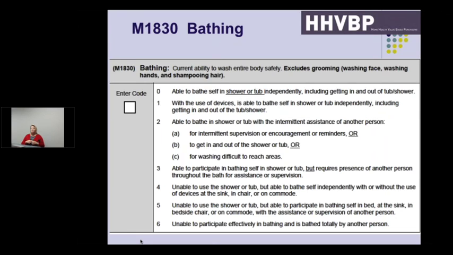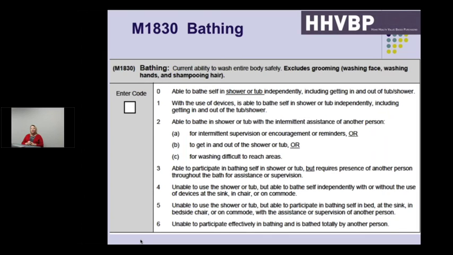Number 1 is, with the use of devices, is able to bathe herself in the shower or tub independently, including getting in and out of the tub or shower. So basically, both of those are telling me that the patient is independent in bathing. They don't need any assistance from anybody.